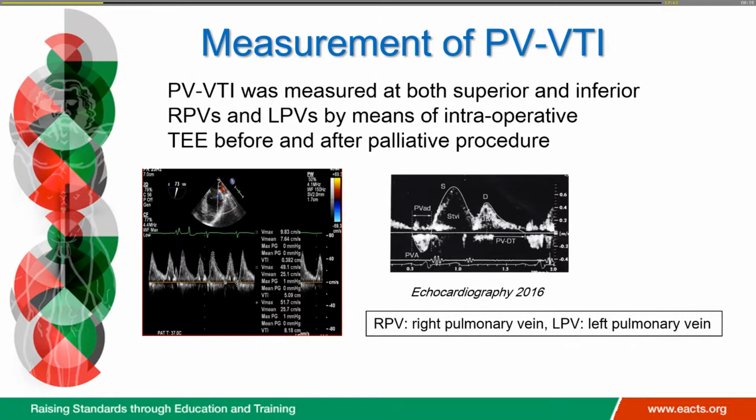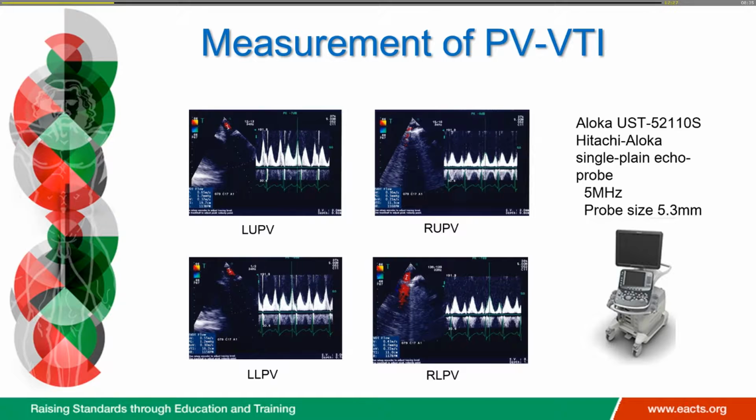PBVTI was measured at 4 points, both superior and inferior right and left pulmonary veins individually, by intraoperative TEE before and after the palliative procedure, as shown here. A single plane 5 megahertz echo probe was used for measurement. Its size is 5.3 millimeters in diameter.